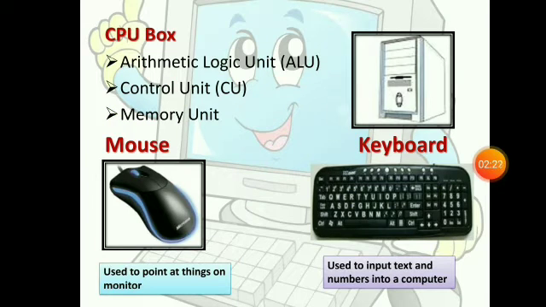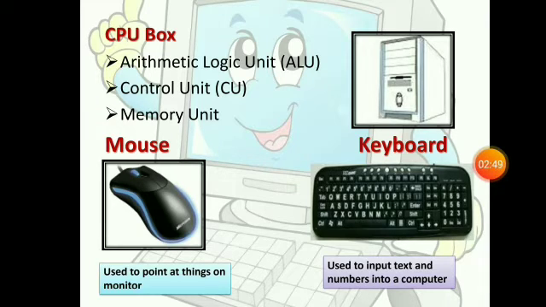Next is CPU. The CPU box consists of the CPU, which is the brain of the computer. The full form of CPU is Central Processing Unit. It consists of three parts. First is Arithmetic Logic Unit, which performs all calculations like addition, subtraction, multiplication and division.